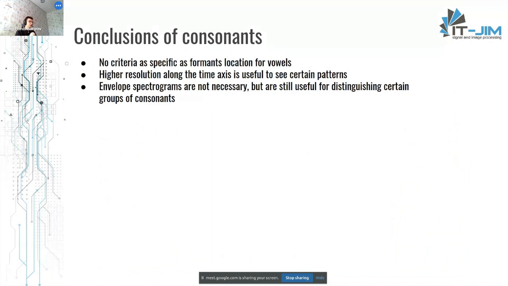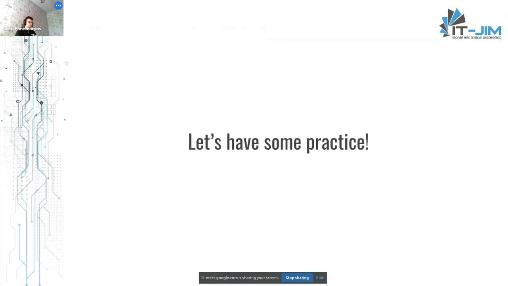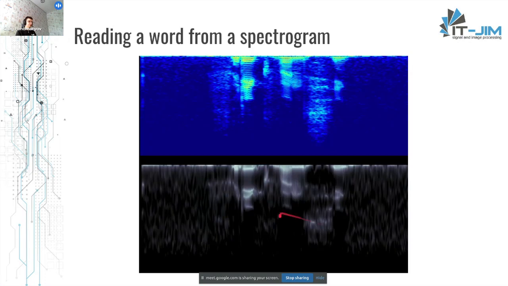And unlike with vowels, envelope spectrograms with formants and all that stuff are not necessary, but are still useful for certain features. And now we can have, I think, the most fun part, which is some practice. I have this spectrogram here, and we will try to understand what word was pronounced on this recording. This spectrogram has a very high resolution along the time axis, so don't be surprised that some patterns look a bit stretched. That is necessary to distinguish all sounds when we have actual speech.